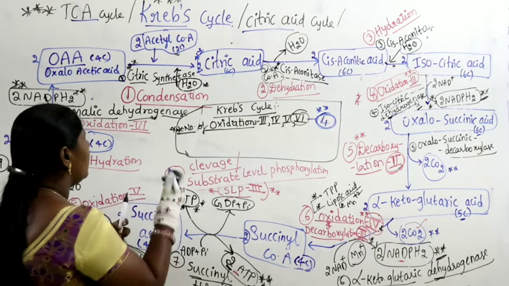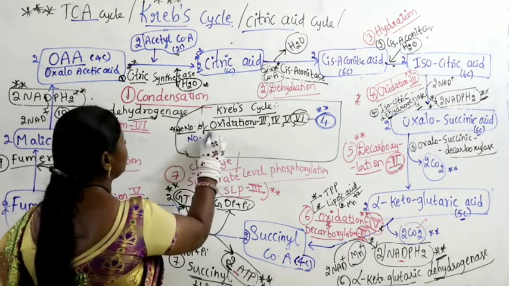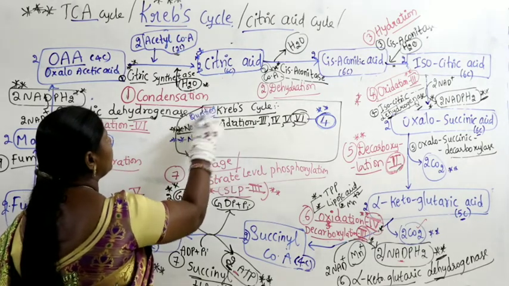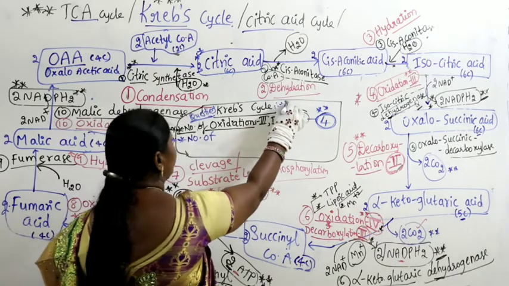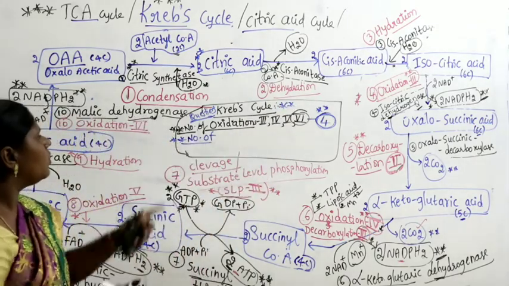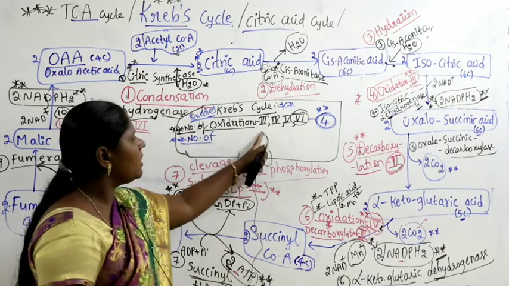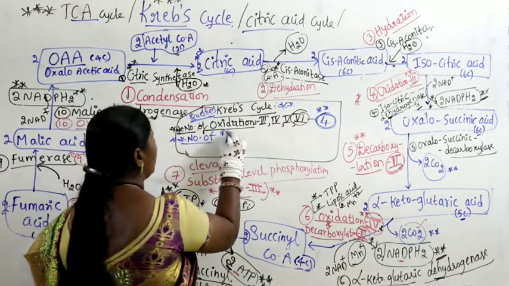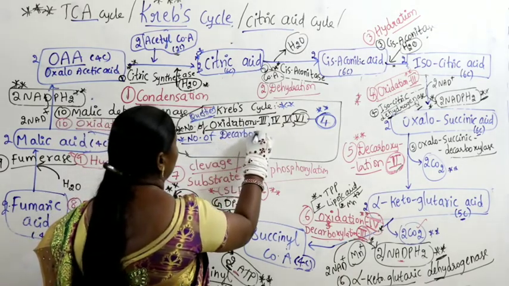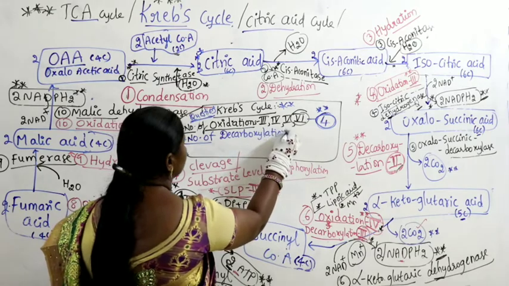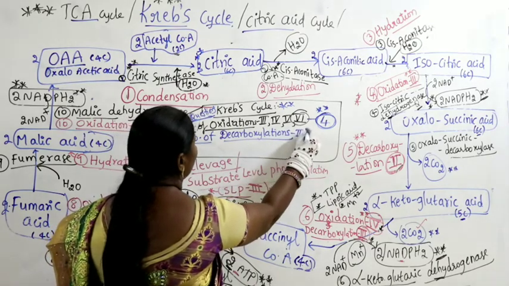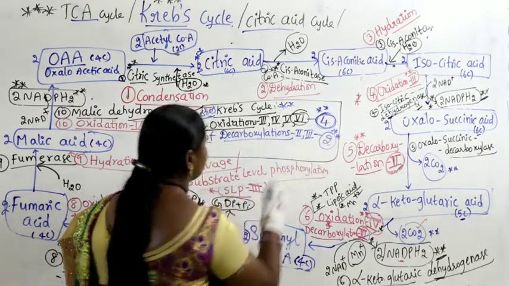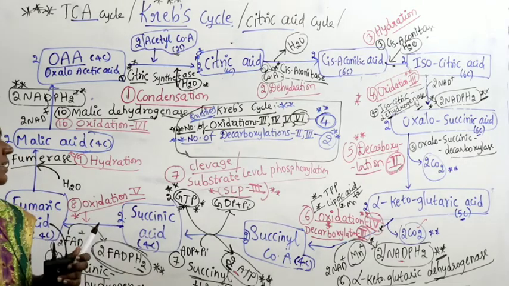Next is the number of decarboxylations. These all are questions that I am giving you, very very important questions, very very important note points. Whenever the question is the total number of oxidations, it is 4. Number of decarboxylations: there are 2, numbers 2 and 3. So there are 2 decarboxylations.